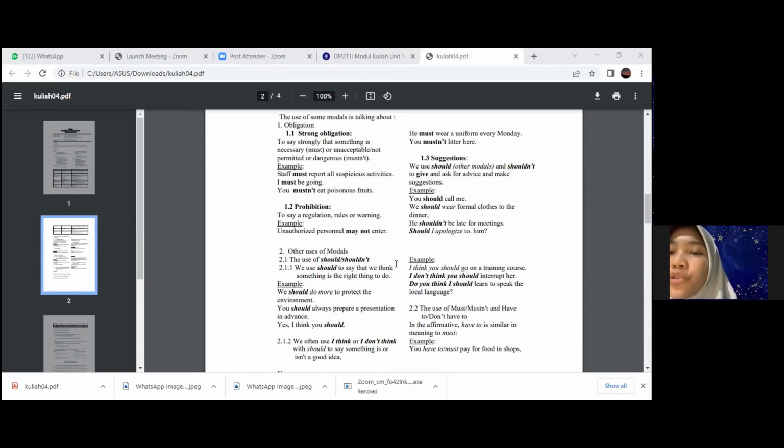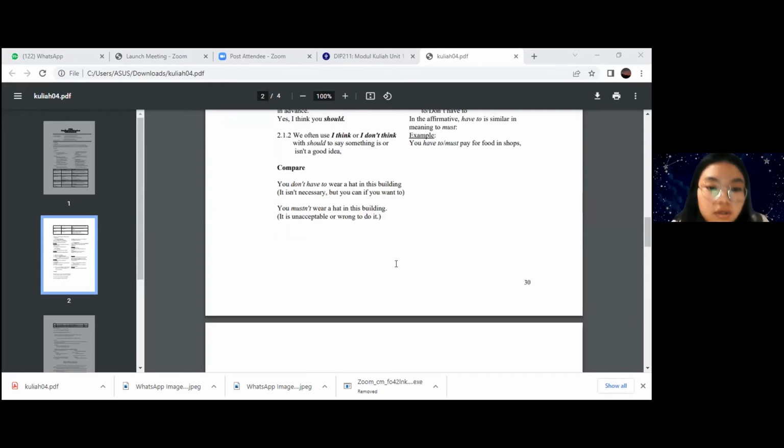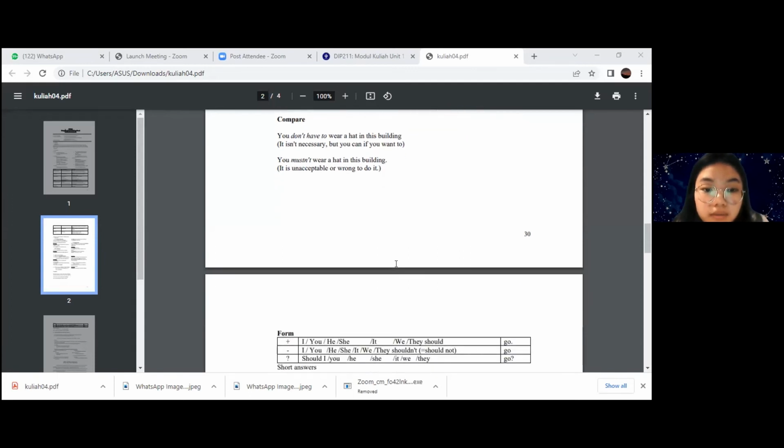2.2, the use of must or mustn't and have to or don't have to. In the affirmative, have to is similar in meaning to must. For example, you have to or must pay for food in shops. Compare. You don't have to wear a hat in this building. It isn't necessary, but you can if you want to. You mustn't wear a hat in this building. It is unacceptable or wrong to do it.